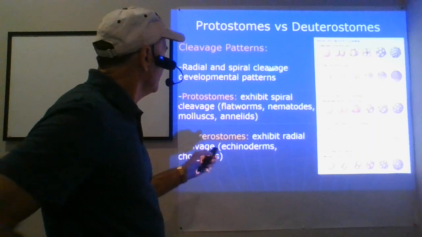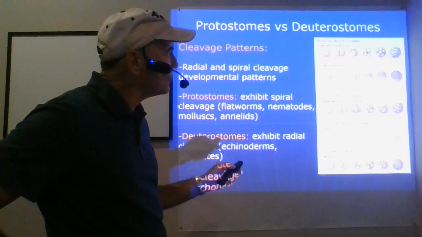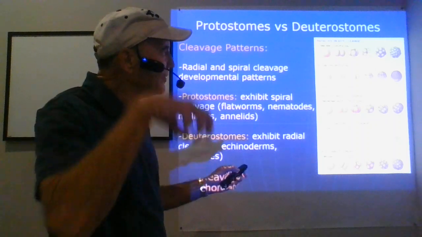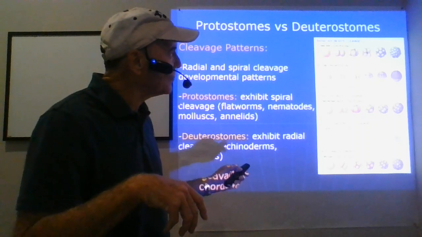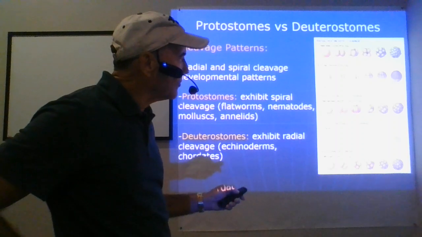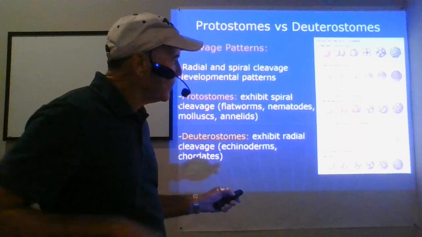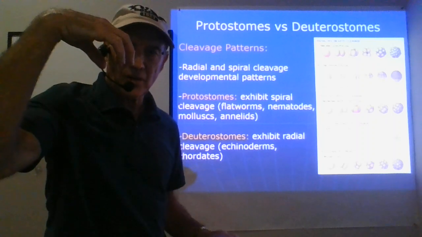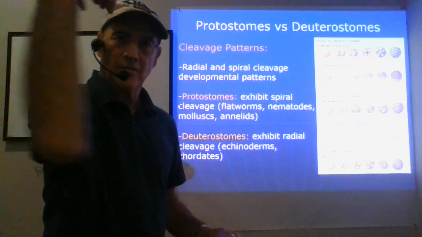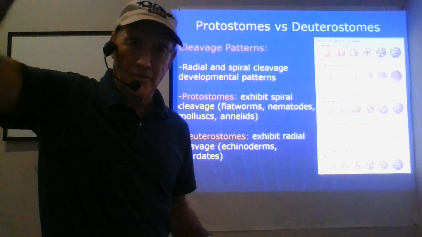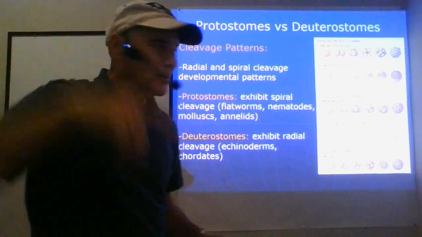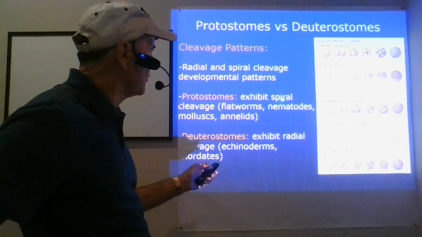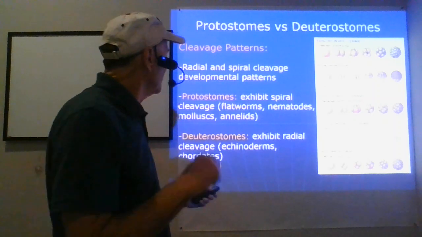Radial and spiral cleavage developmental patterns. Radial is when cells line up like this. As they divide, they still are lined up. You see this one over here. And then spiral is where the cells, when they divide, rotate and then rotate, so they end up kind of spiraling. Protostomes exhibit spiral cleavage.